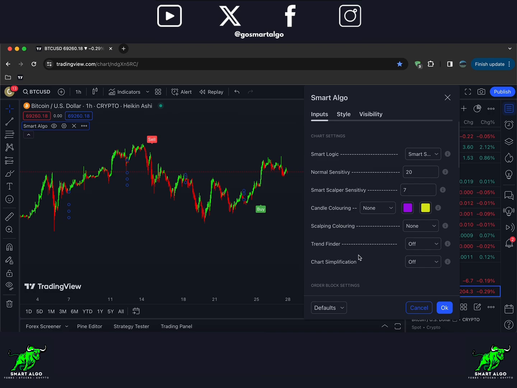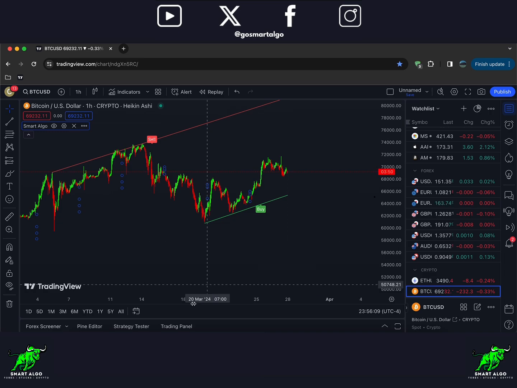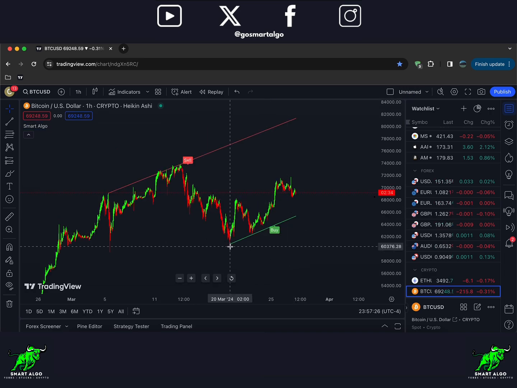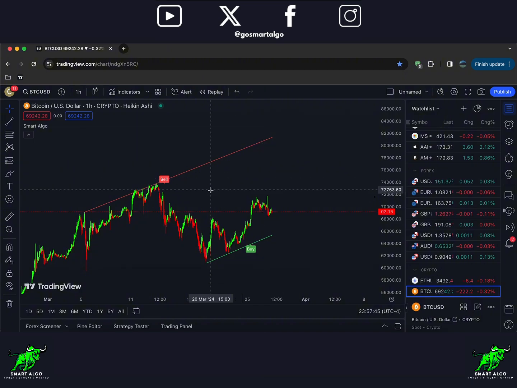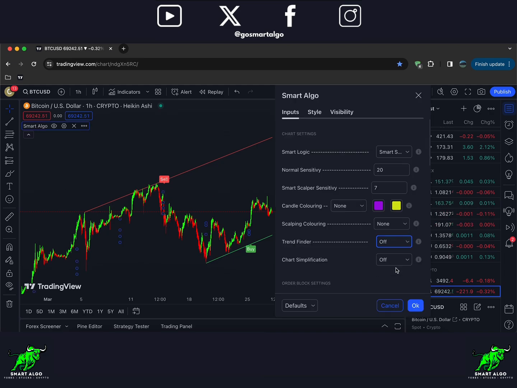Now, the trend finder. Once you activate this trend finder, Smart Algo will give you precise trend lines based on the current trend. Same concept goes with here. The price was hitting higher lows, so the algo drew the line here. This indicates that the trend is currently bullish because of the higher highs and the higher lows, and you can clearly see that the trend is going upwards. So now let's deactivate our trend lines and go on to the next feature.